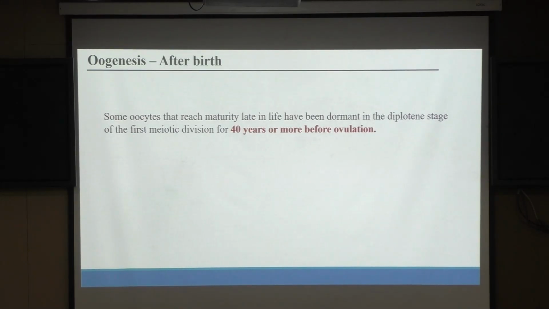Now this is the thing we want to think about. Some oocytes that reach maturity late in life have been dormant in the diplotene stage of the first meiotic division. You know that primary oocytes get arrested in the prophase stage of the first meiotic division. So if one gets ovulated after 40 years, that cell remains dormant in the first meiotic division stage for about 40 plus years. So the lifespan of one single cell can be 40 plus years.